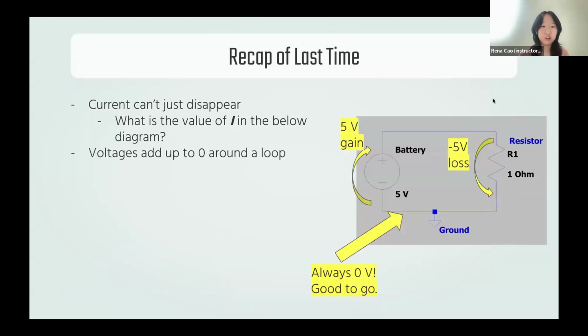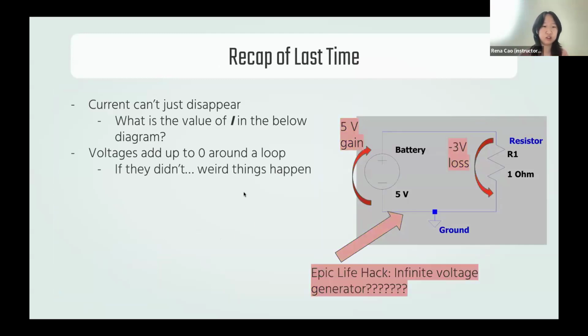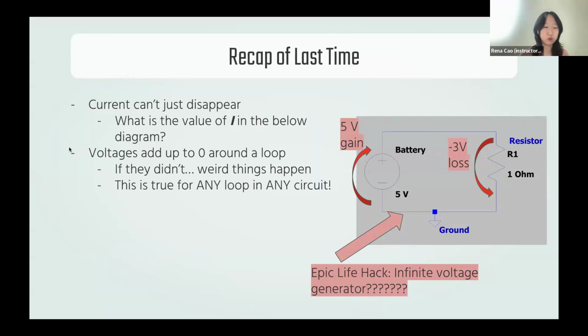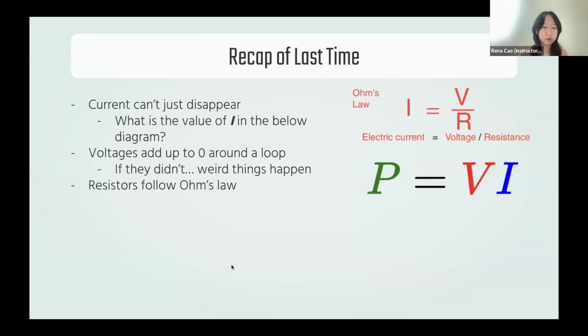Okay. Similarly, voltage adds up to zero around a loop because we can't just have a big difference of voltage. That doesn't make sense. And if they didn't add up, weird things would happen. And this is true for any loop in any circuit. So this is like a universal rule for circuits. Current can't just disappear and voltages add up to zero around a loop.